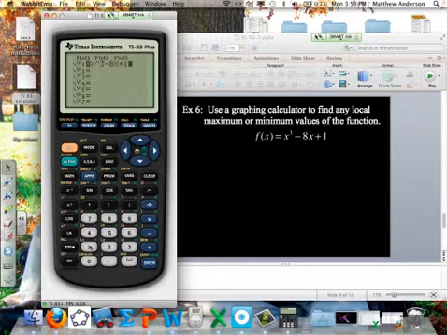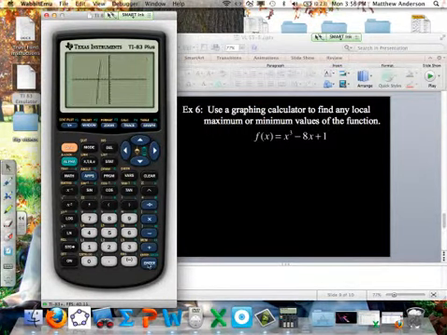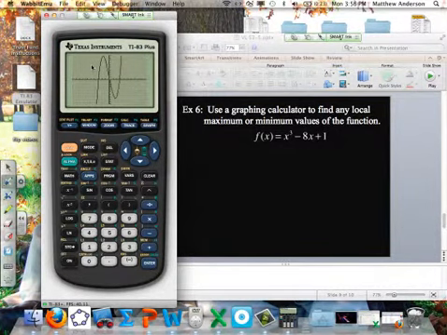plus 1. Then we want to go to our graph. And if we are using a calculator that other people use, a lot of times we want to go first of all to the middle on the top, zoom, and down to number 6 for zoom standard. Oops, number 6. So we hit enter there, and now we're going to see a picture of our graph. And we can see that it has a maximum value right up here. And it's going to have a minimum value right down here.